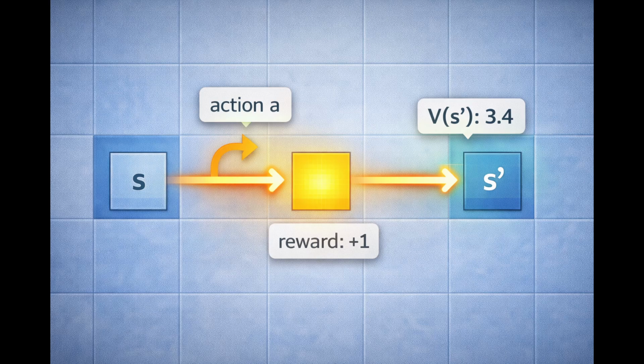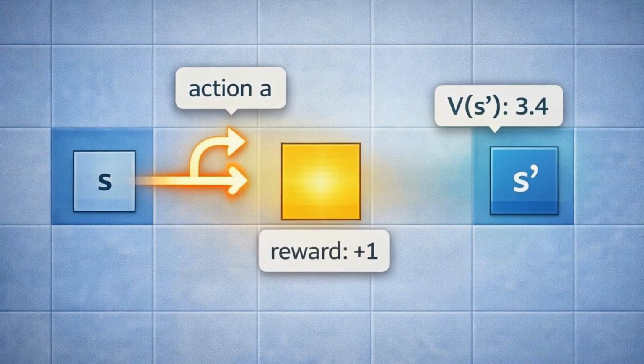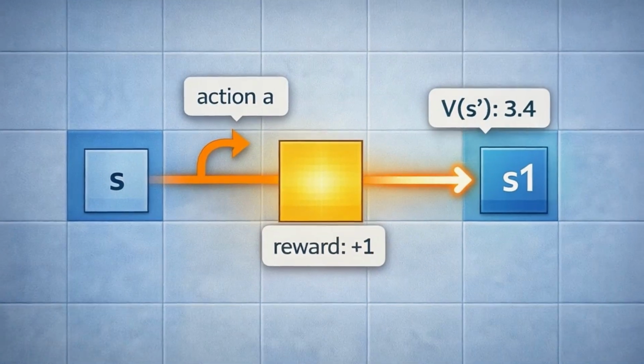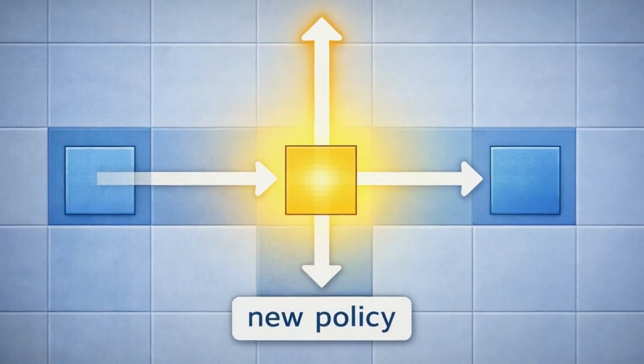Because we already have V_π(s') from evaluation, we can turn the next state into a number and compare actions immediately. The key move in policy improvement is greedy choice with respect to the value estimates.